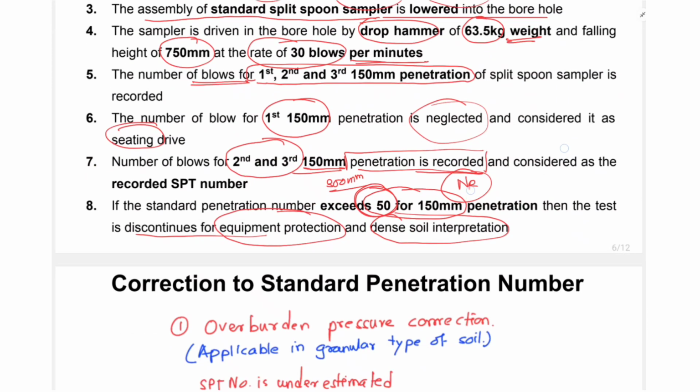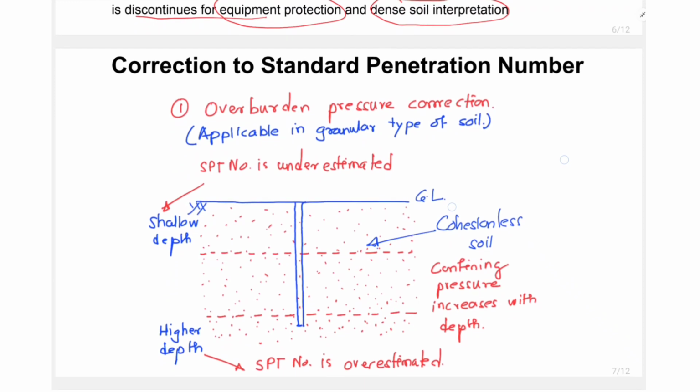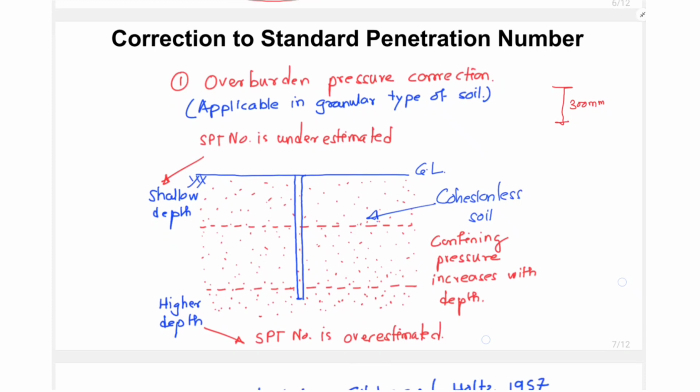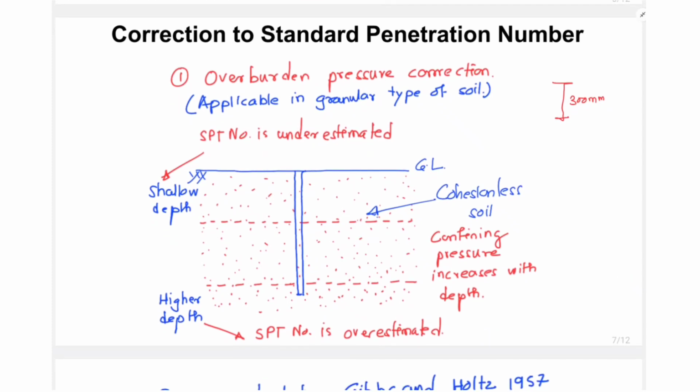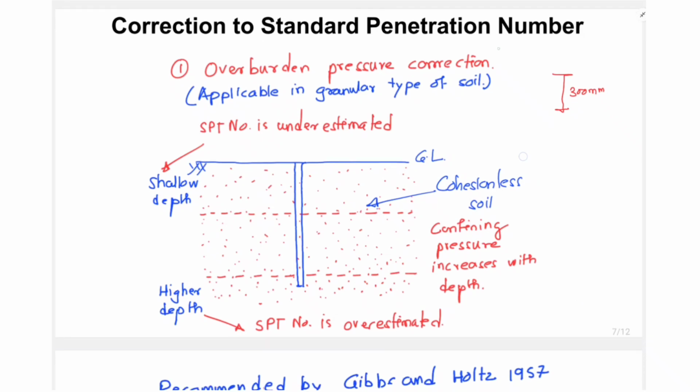Okay, then after recording the standard penetration number for the last 300 mm penetration, this standard penetration number requires some corrections. After applying these corrections, the standard penetration number is useful to determine the properties of the soil. So the first one is overburden pressure correction. In the case of overburden pressure correction, what happens?